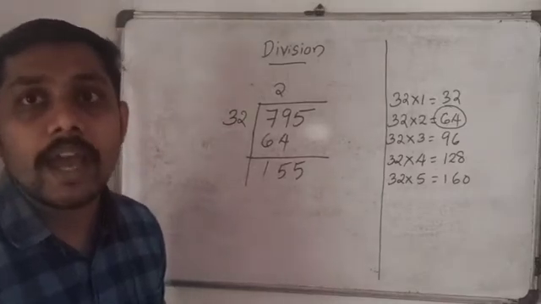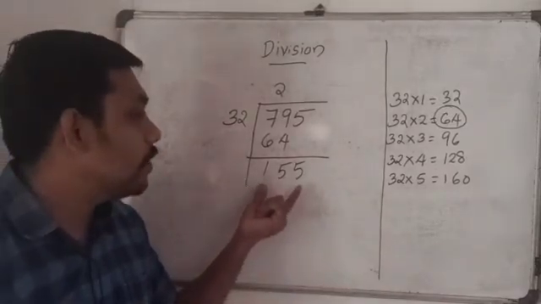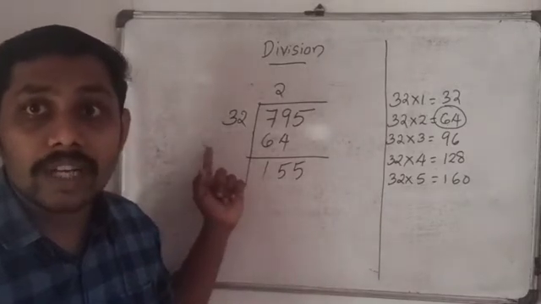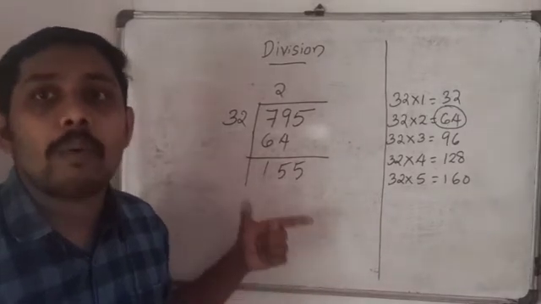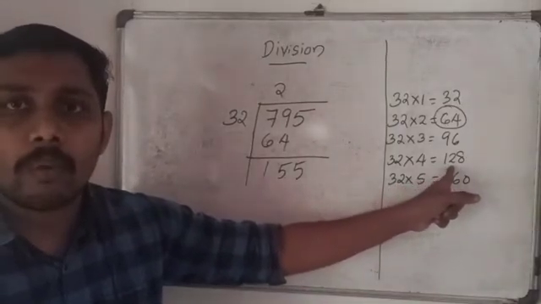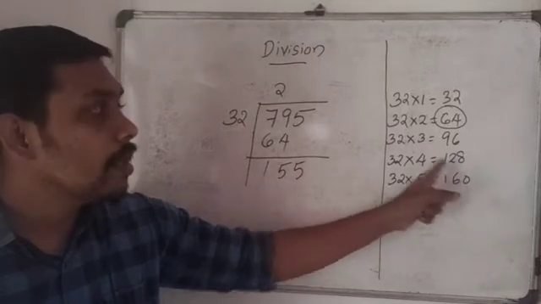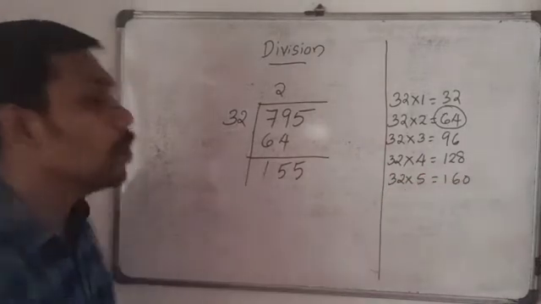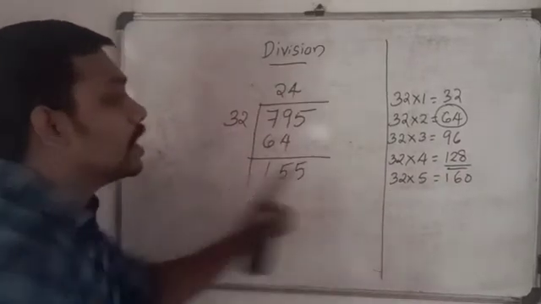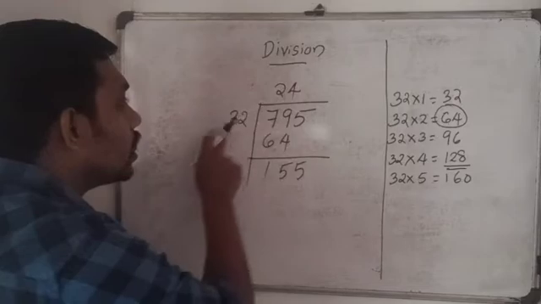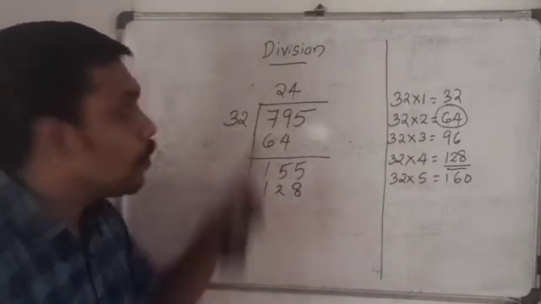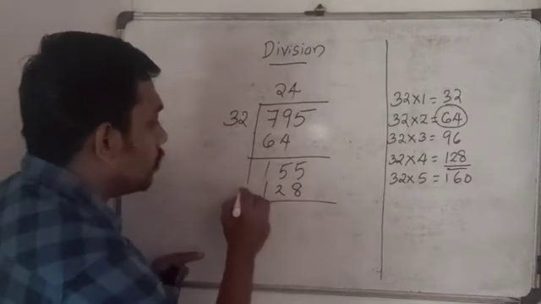155. Okay. Again we have a dividend 155. So we need to check the multiple of 32 which is less than 155 or equal to 155. Here we have the multiple 128, which comes from 32 into 4. That is, 4 32s are 128.